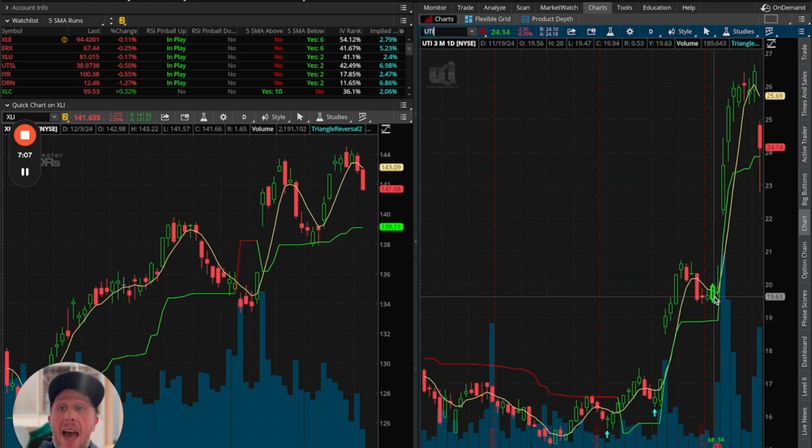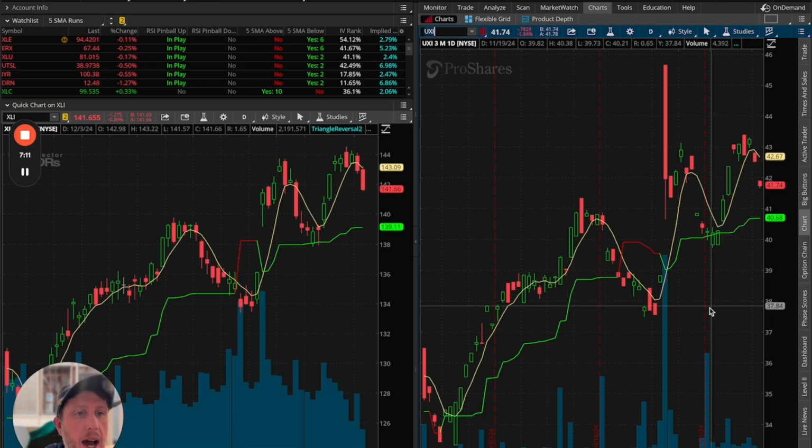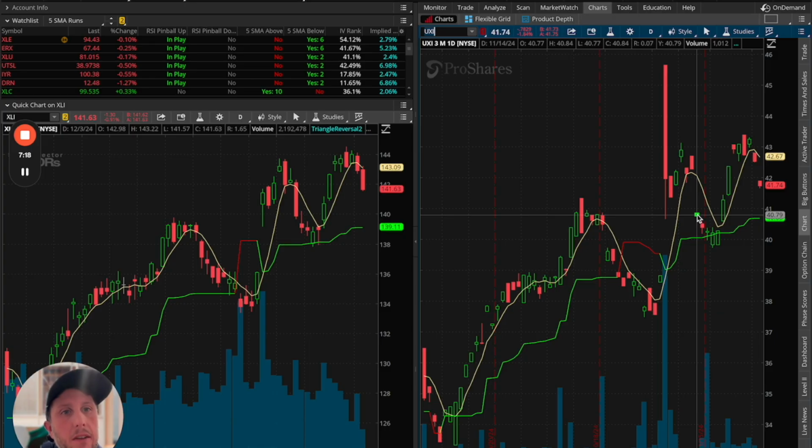So if you want to add leverage now to XLI, you can go to UXI and see the chart here. And you can see the 14th over here. The close is 40.84. And then our close above is all the way at 41.28. So you've got about a $1.50 move on a $40 stock just 5 days later.